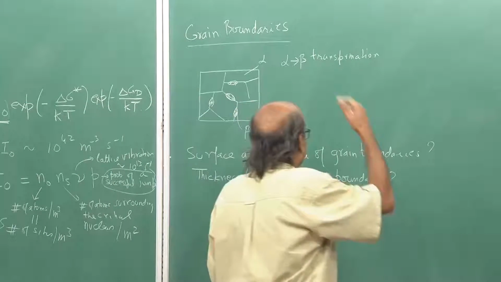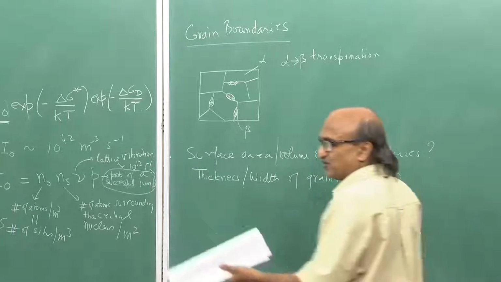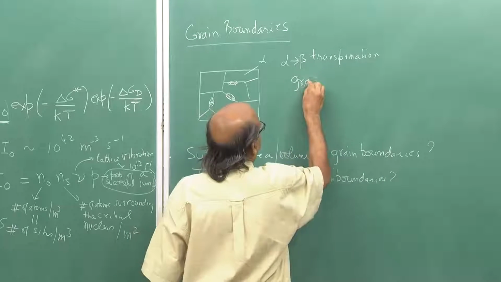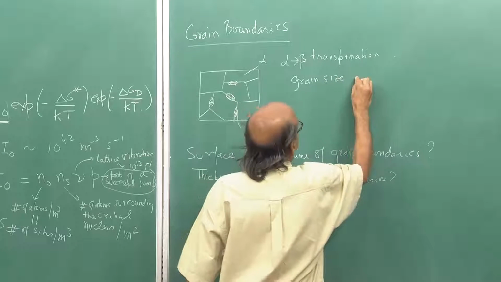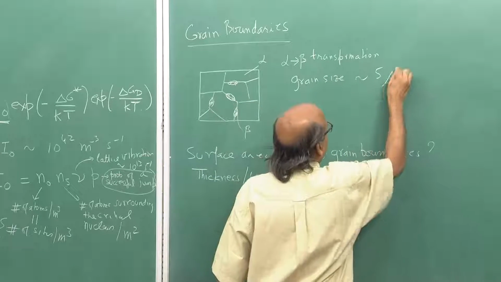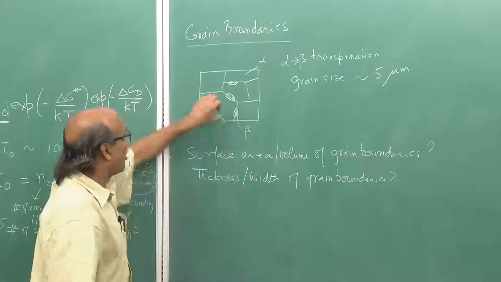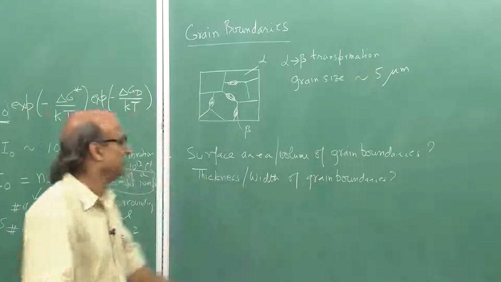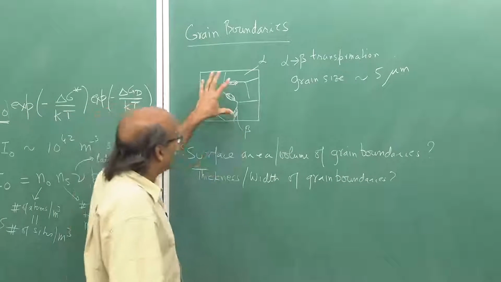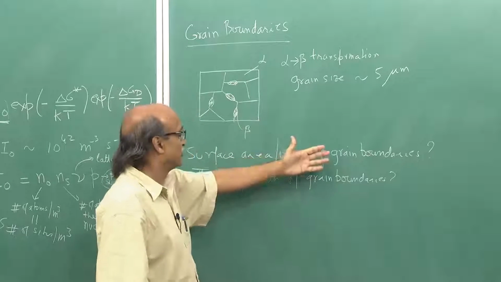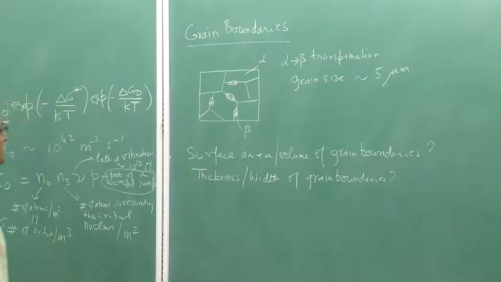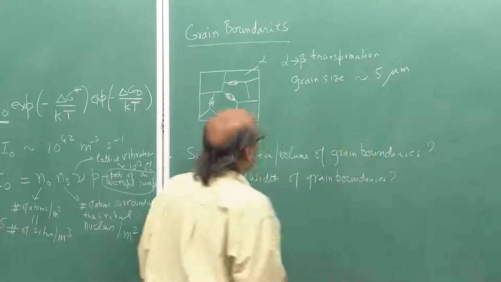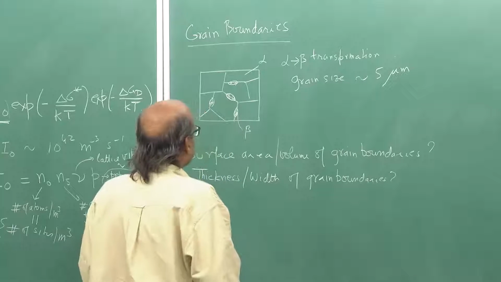So, let us take, in the case of any metal, a grain size of the order of 5 micrometers. Obviously, if I have small grain size, I will have a lot of grain boundaries, a large density of grain boundaries, and a larger number of sites of nucleation. If I have coarse grains, I will have a lower density of grain boundaries and hence fewer sites of nucleation. So, grain size, let us assume, is of the order of 5 micrometers.